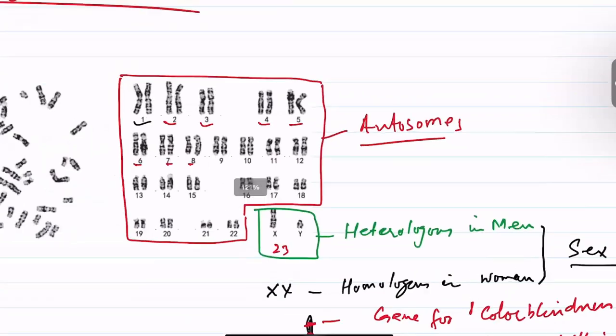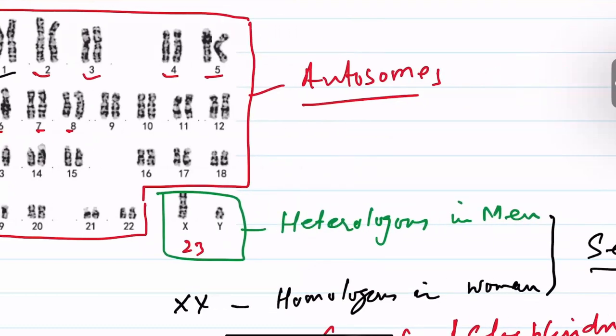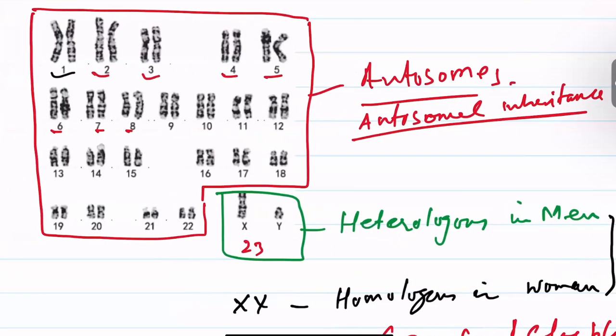The other characters that have their genes on the other 22 pairs of chromosomes, other than sex chromosomes, are known as autosomal inheritance. Like eye color, even the blood group that we have discussed, they are present on chromosomes other than the X chromosomes. So the inheritance of blood group is known as autosomal inheritance.